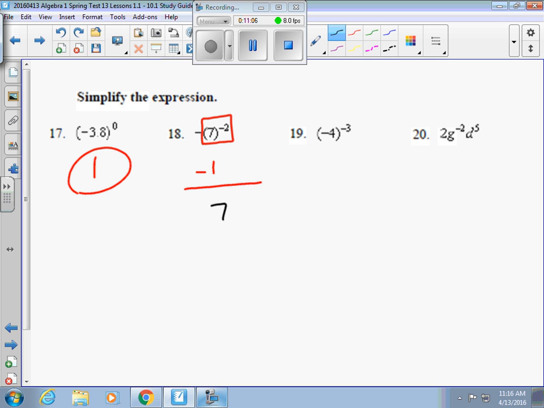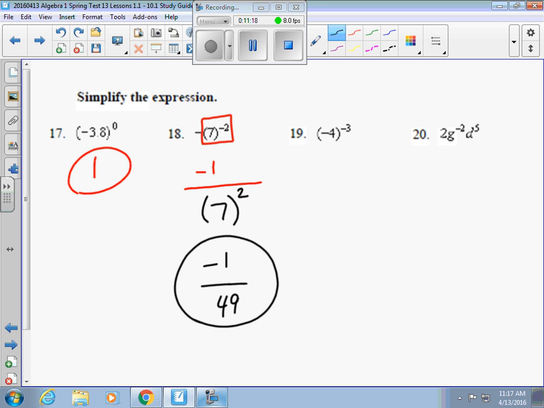7 is going to go down since it rides the elevator, and it's going to be raised to the positive 2 power. Negative 1 over 7 squared is 49. Negative 4 is being raised to the negative 3rd power. So 1 goes at the top, negative 4 goes down, and it's raised to the positive 3rd power.